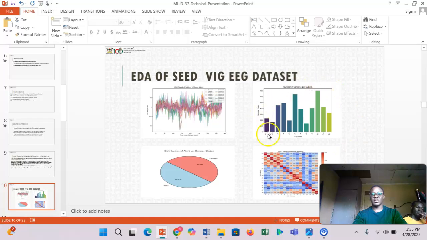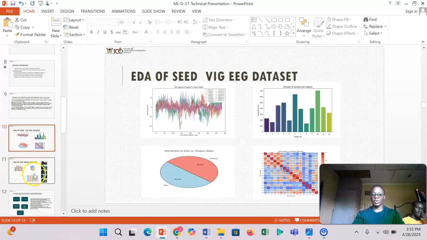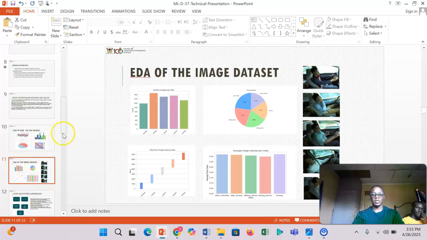And then here we can see the different samples that we collected from each of the 12 individuals, and we can see that some individuals have much higher counts than others. And this is a heat map to demonstrate our signals and their distribution.